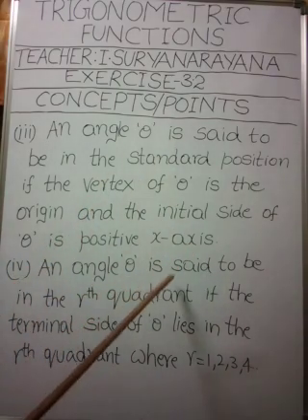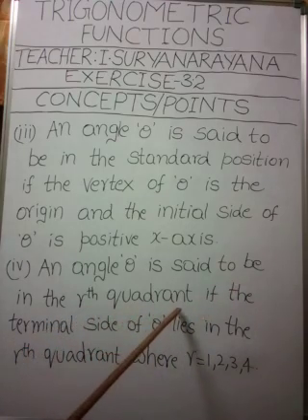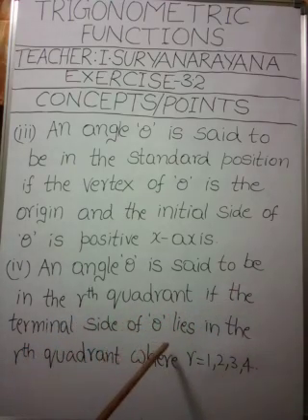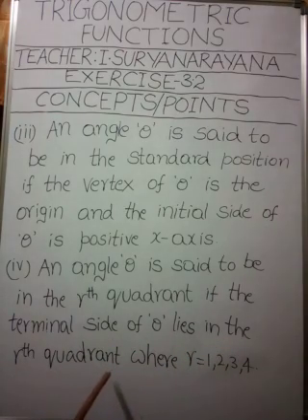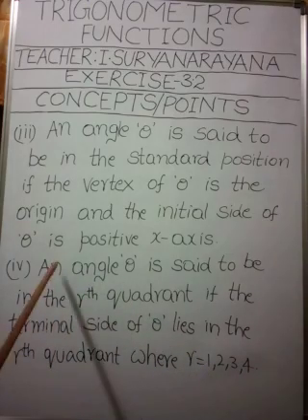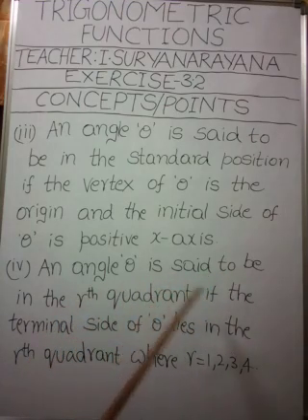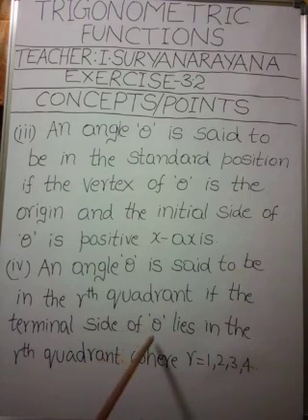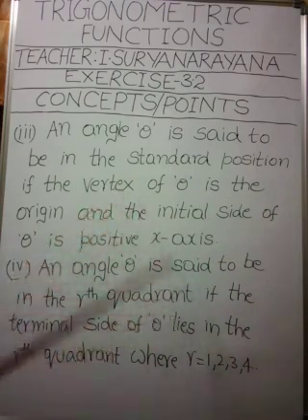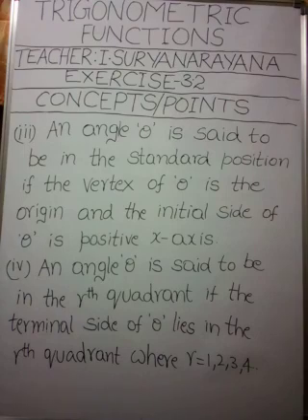Okay, my children? Right. Now come to the fourth point. An angle theta is said to be in the rth quadrant if the terminal side of theta lies in the rth quadrant, where r is equal to 1, 2, 3, 4. Okay, my children, I repeat this point. An angle theta is said to be in the rth quadrant if the terminal side of theta lies in the rth quadrant, where r is equal to 1, 2, 3, 4. We discuss these 2 points diagrammatically with the help of figures. Let us understand these 2 points, my dear children. Right.